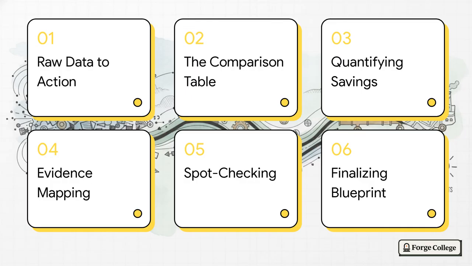We've got a highly structured agenda today to build out our engineering schematic. We're going to start by moving from raw data to action. Then we'll build our core artifact, the comparison table. After that, we'll quantify our savings and confidence, map out evidence and prerequisites, and then do some rigorous spot checking on our recommendations. Finally, we'll wrap it all up and finalize your capstone blueprint.